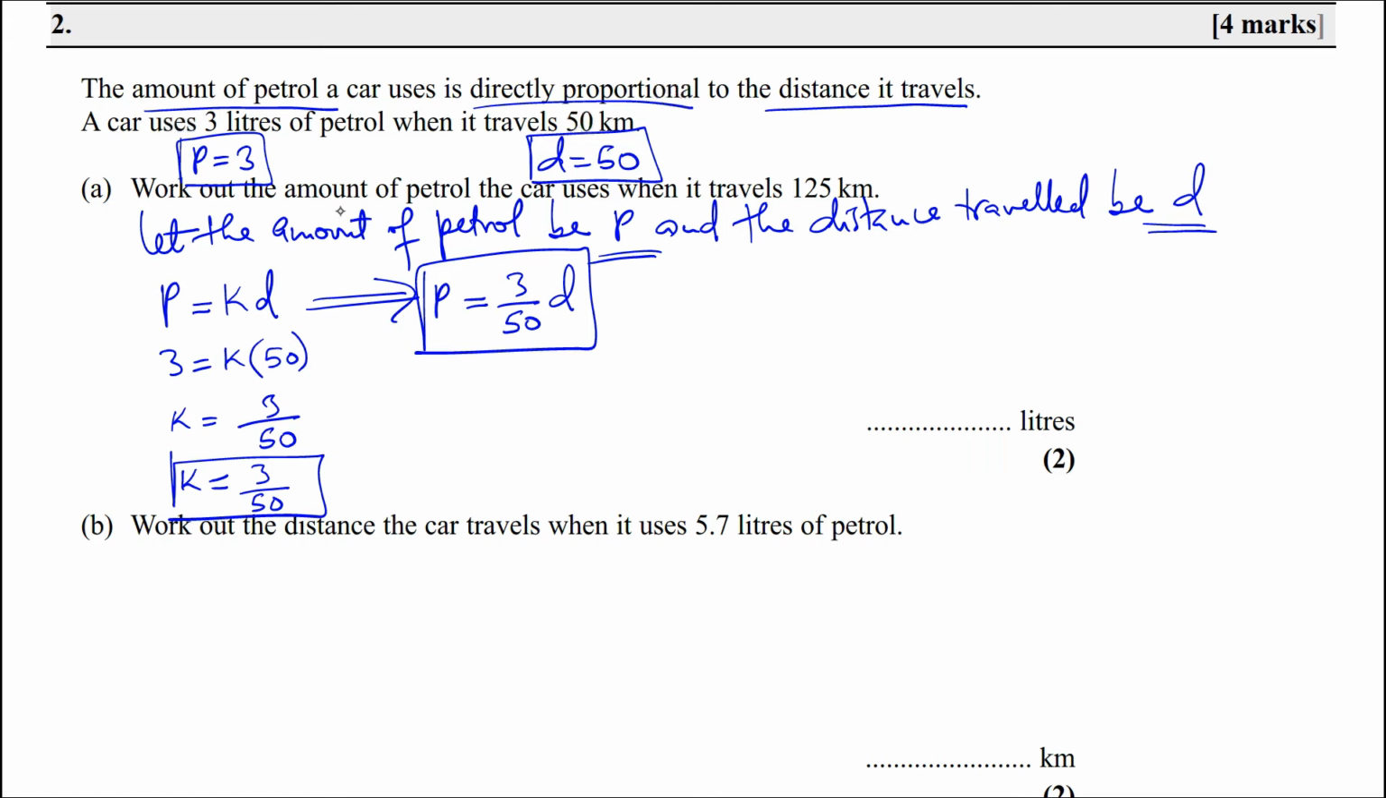But we want to find the amount of petrol when the car travels 125 kilometers. So we want to find the value of P when D is 125.